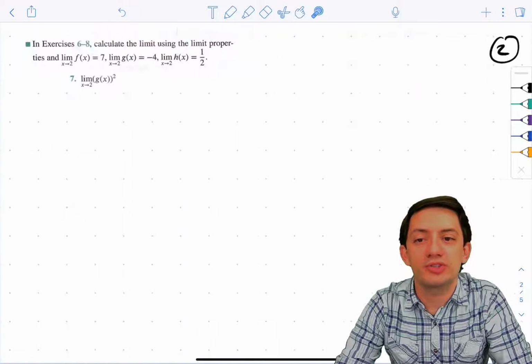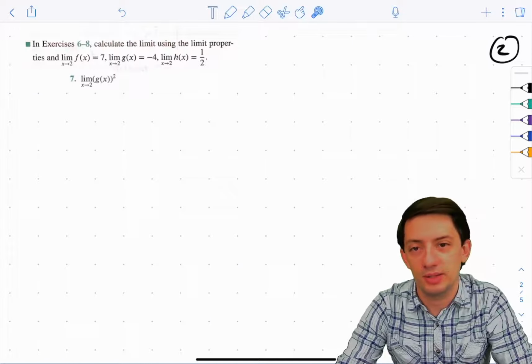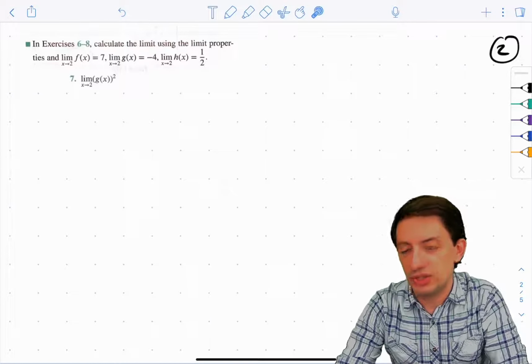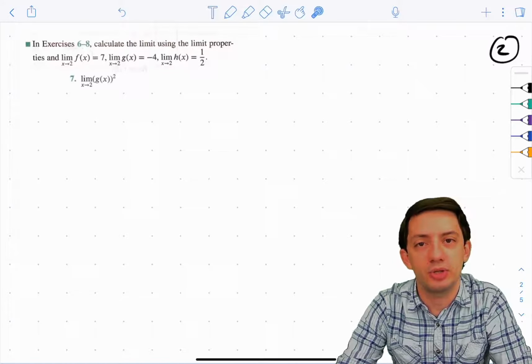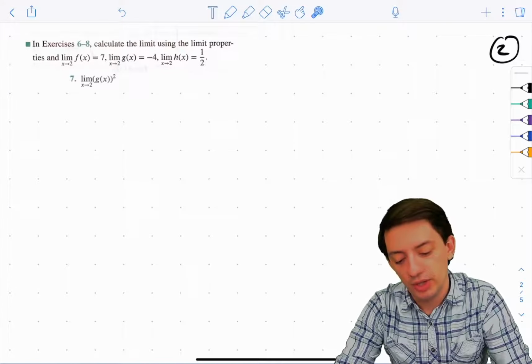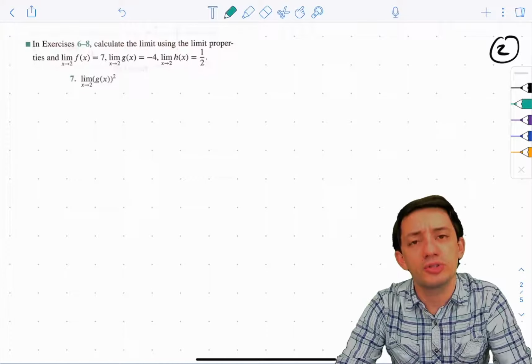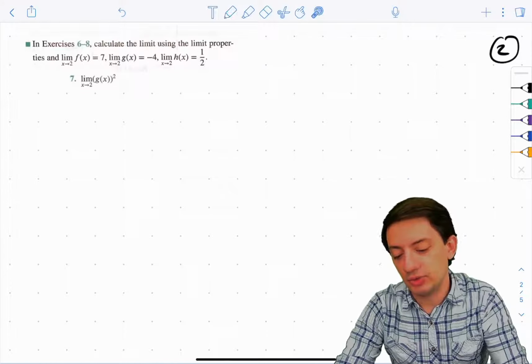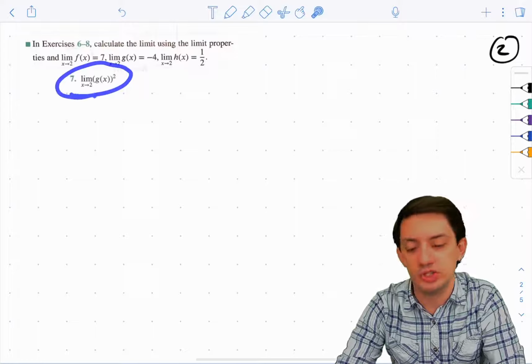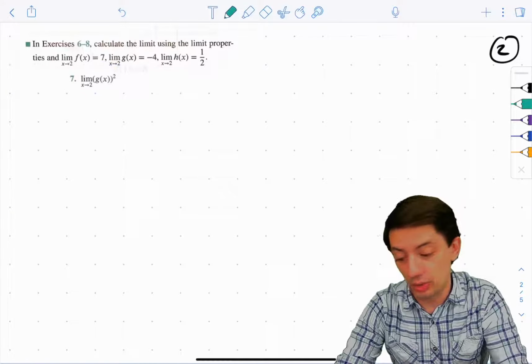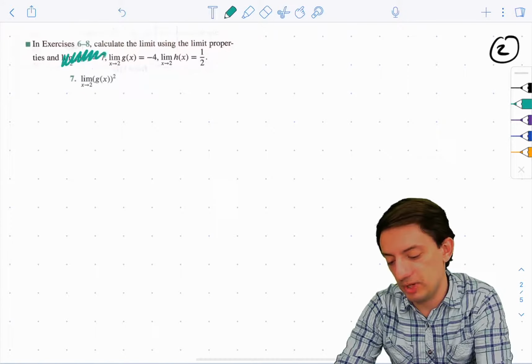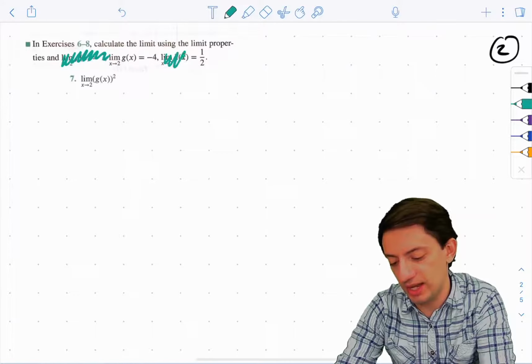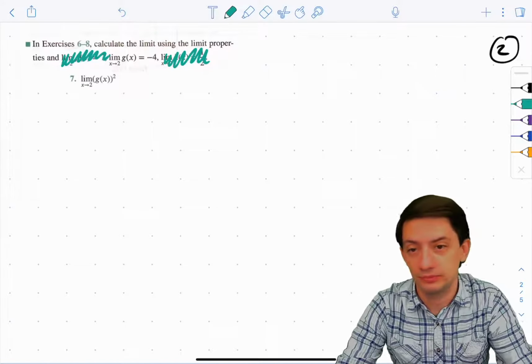Moving on to our second question. This is number 7 in the book. It gives us some information and asks us to use that information to compute a different limit. So this is all about using those properties of limits. In the actual question that I've picked, only G appears. So for this question, the information about F and the information about H are extraneous.